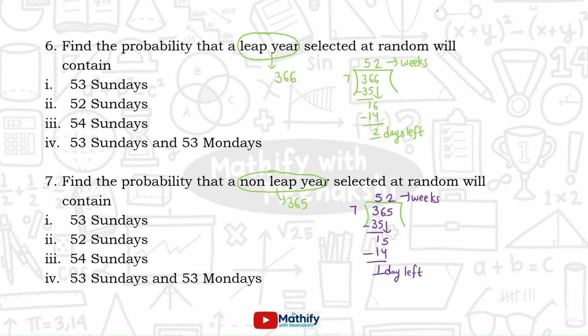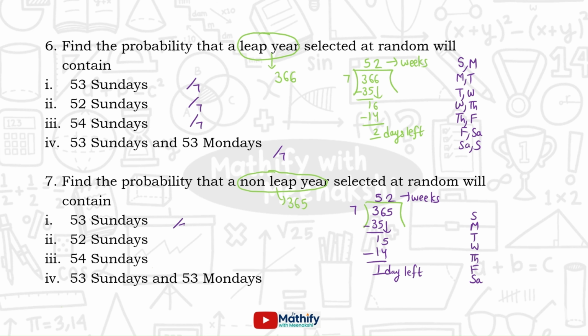So here, when 2 days are left, you have to write all the possibilities: Sunday-Monday, Monday-Tuesday, Tuesday-Wednesday, Wednesday-Thursday, Thursday-Friday, Friday-Saturday and Saturday-Sunday. And for 1 day, it is Sunday, Monday, Tuesday, Wednesday, Thursday, Friday, Saturday. These are the possibilities. In both the cases, we have 7 possibilities, 7 here and 7 here.